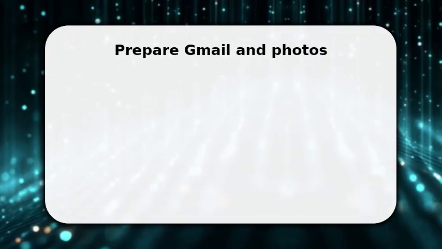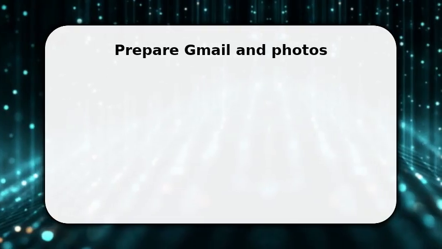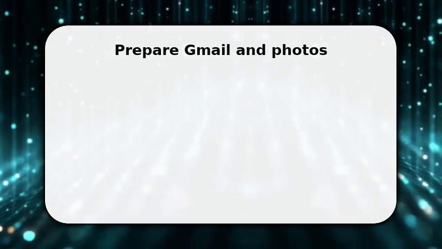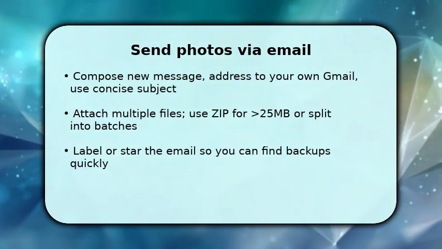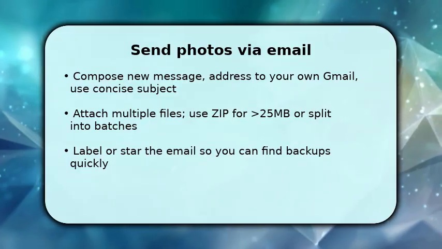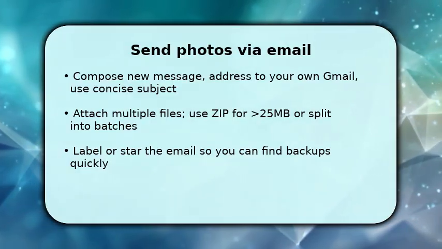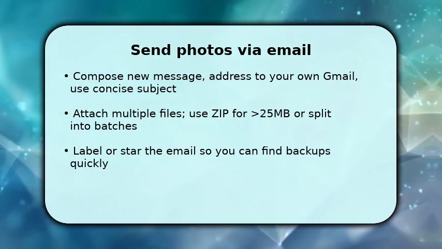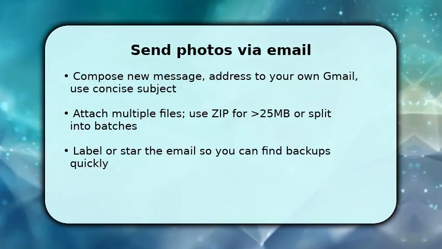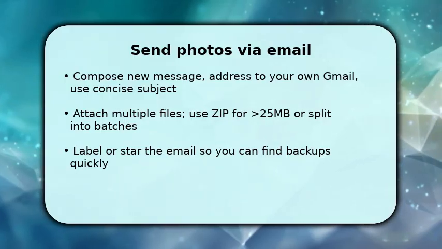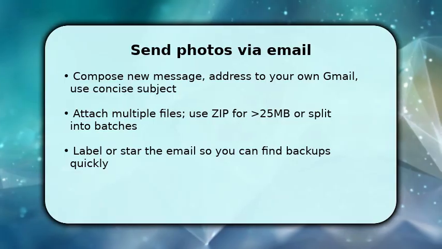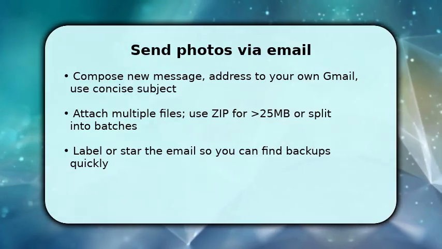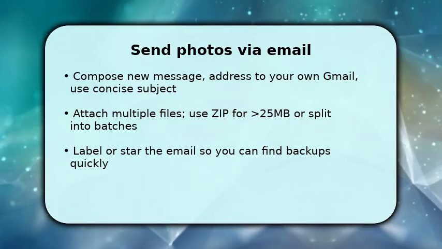Now that prerequisites are done, you're ready to attach the first set of images as messages and prepare for the batch transfer step. You compose a new message to your own Gmail address and add a clear subject so you can identify the backup later. Attach photos directly. If attachments exceed 25 MB, compress to a ZIP or split into smaller batches and send sequentially. Make sure to add a label or star the sent message to mark it as backup.